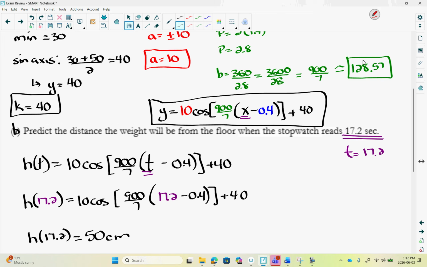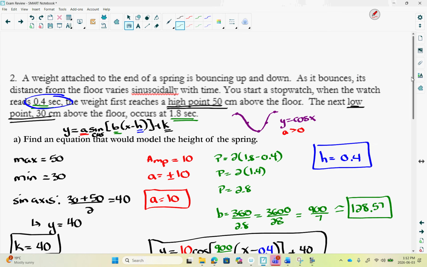Now, really, 49.999, we'd round that to 50 anyways. Everyone cool with that? And I put the units on it. You would have to say that, like at 17.2 seconds, the spring would be 50 centimeters high. I think it was centimeters, yes? Yep. So it's at a maximum again.